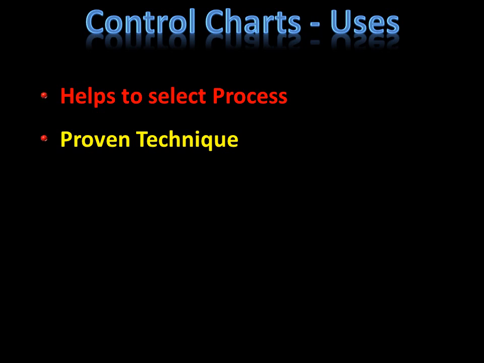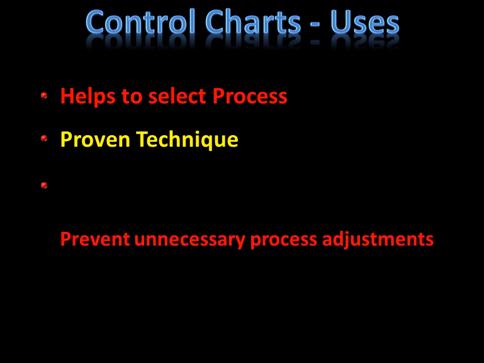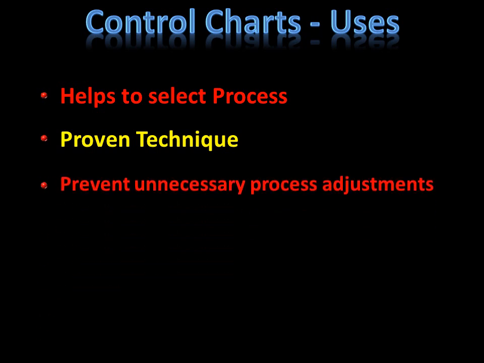A successful control chart program will reduce scrap and rework, which are the main causes for production slowdown. It prevents unnecessary process adjustments. The unnecessary adjustments may result in deterioration of process performance. Control chart is consistent with the philosophy, if it is not broken, don't fix it.